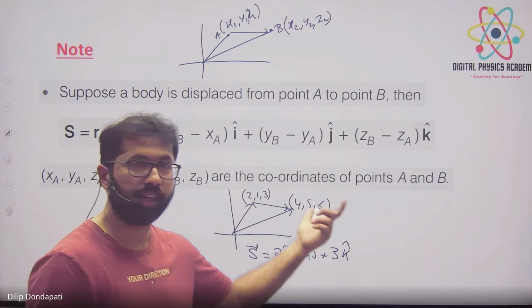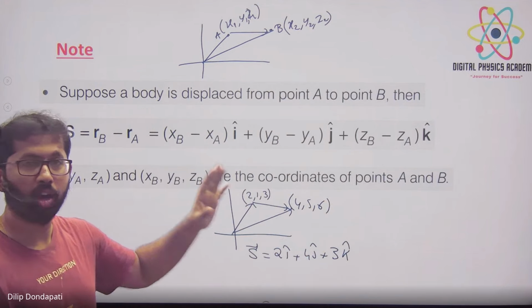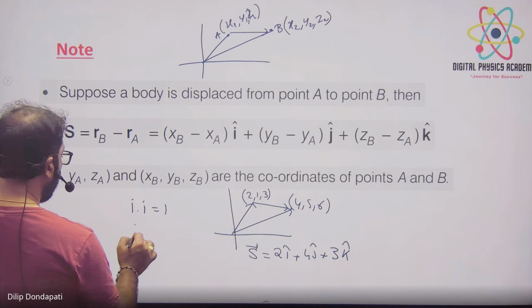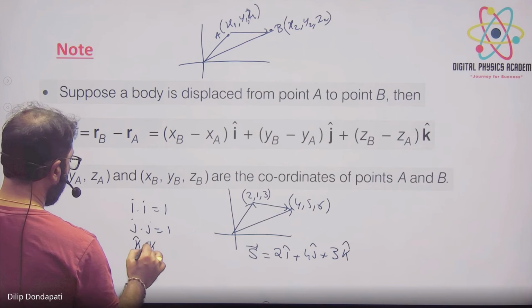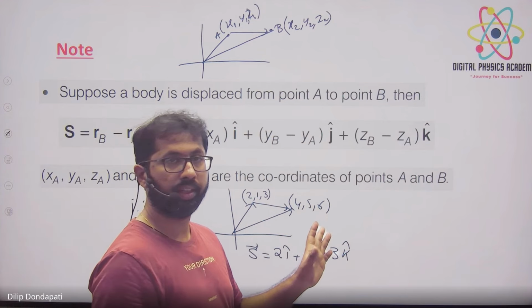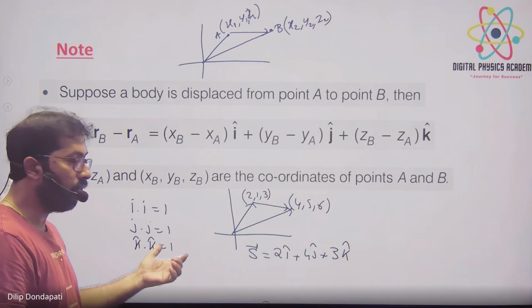And force they will give in vector form. Then do the dot product. And you know how to find the dot product, right? i dot i is how much? 1. j dot j is 1. k dot k is 1. And i dot j will be 0. Right? It was dot product, right? Yes. And sir, answer, tell me.